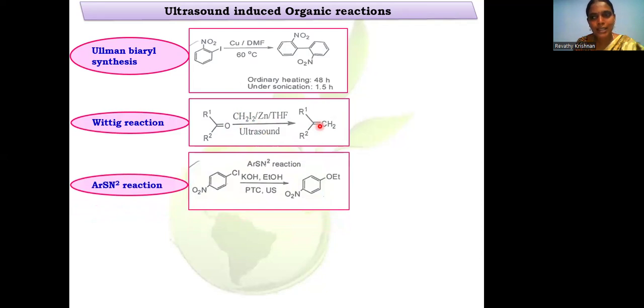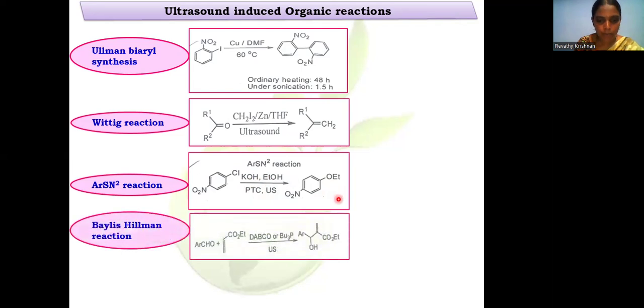The next example is the aromatic nucleophilic substitution bimolecular reaction. That is, in this aryl molecule, the chlorine is replaced by an ethoxide group by using a catalyst KOH in presence of ethanol. Here we are using a phase transfer catalyst also. Along with that, the ultrasound mediated reaction was performed well.